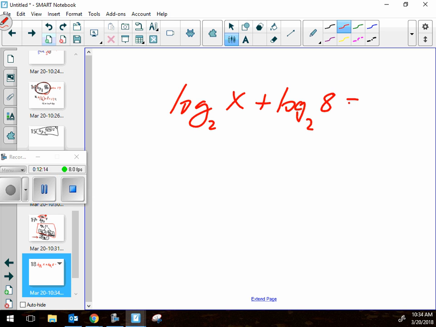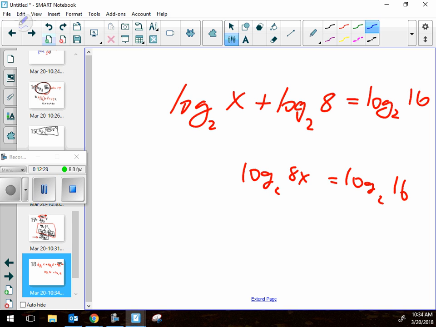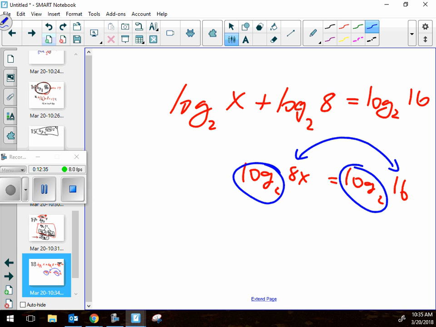Okay, now why would that be handy? Because what if it equals log base 2 of 16? So log base 2 of 8x is equal to log base 2 of 16. And logically, if these are the same thing, then these must be the same thing. 8x must equal 16, and therefore x has to equal 2.